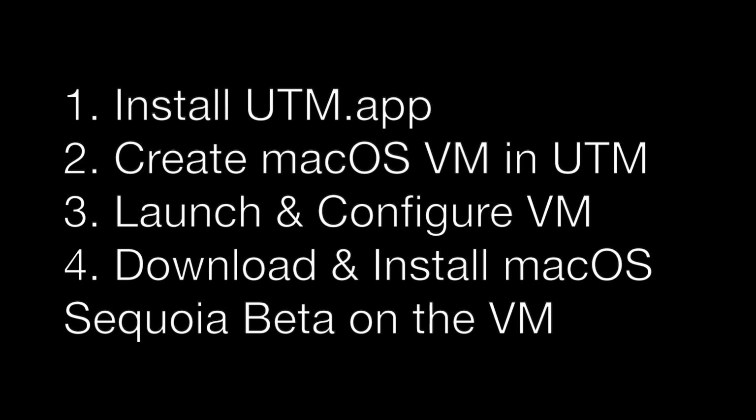We're going to install the UTM app from the UTM website. We're going to create a macOS VM in the UTM app. We're going to launch and configure that VM, and then we're going to download and install the macOS Sequoia beta onto the VM. And I will include all the links used below in the description.